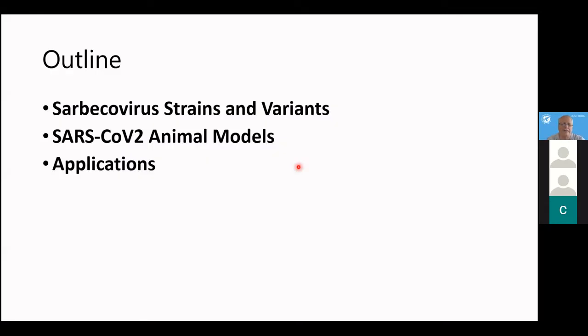So today's talk is going to focus on SARS coronavirus strains and variants and their relationships between them. I'll talk a little bit about animal models, and then just briefly talk about some countermeasure applications that we've used in the animal models to try to bring products into human use.